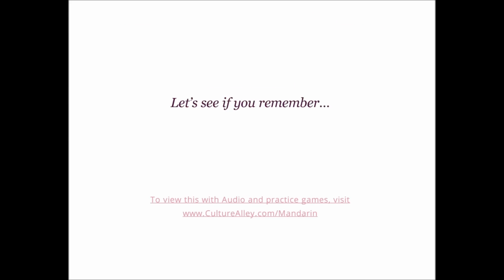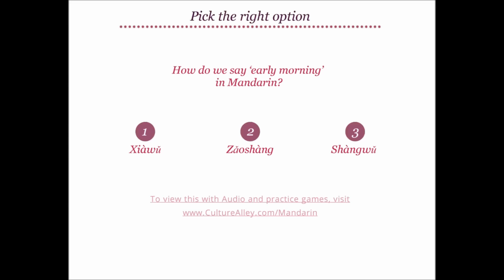All right, let's see if you remember what we've learned today. How do we say early morning in Mandarin? Does it become 下午? Or is it 早上? Or could it be 上午? Early morning in Mandarin will be 早上. How did you do there?